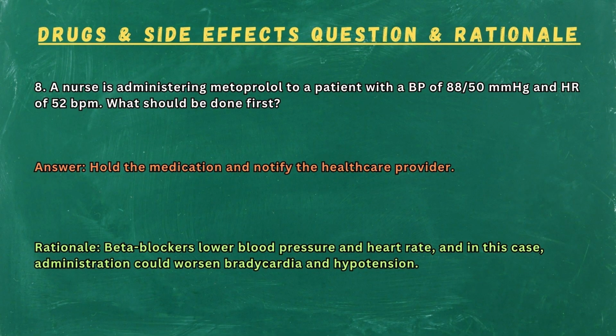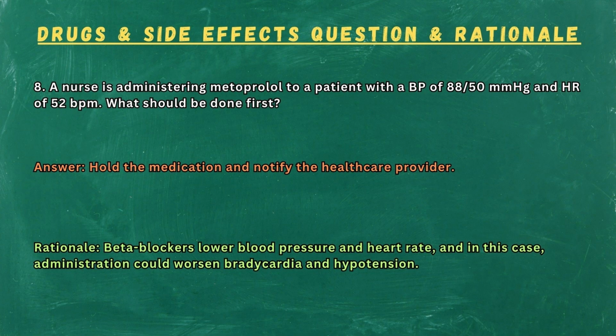8. A nurse is administering metoprolol to a patient with a blood pressure of 88/50 millimeters of mercury and a heart rate of 52 beats per minute. What should be done first? Answer. Hold the medication and notify the healthcare provider. Rationale. Beta blockers lower blood pressure and heart rate, and in this case, administration could worsen bradycardia and hypotension.